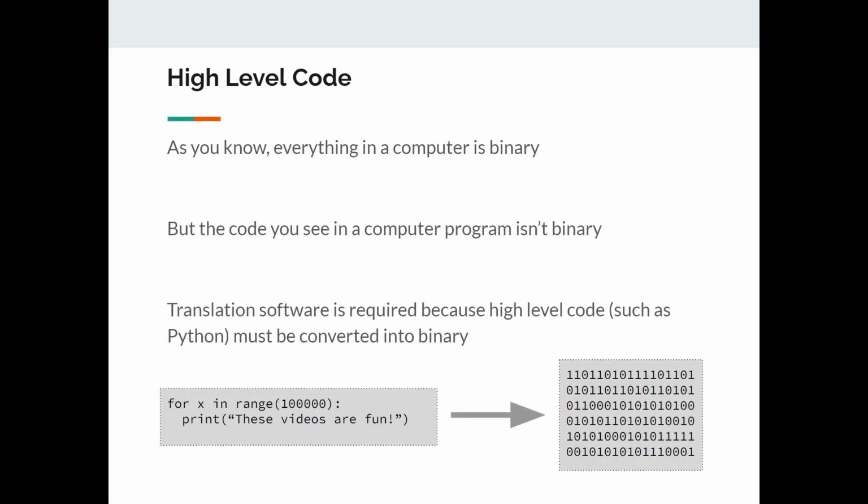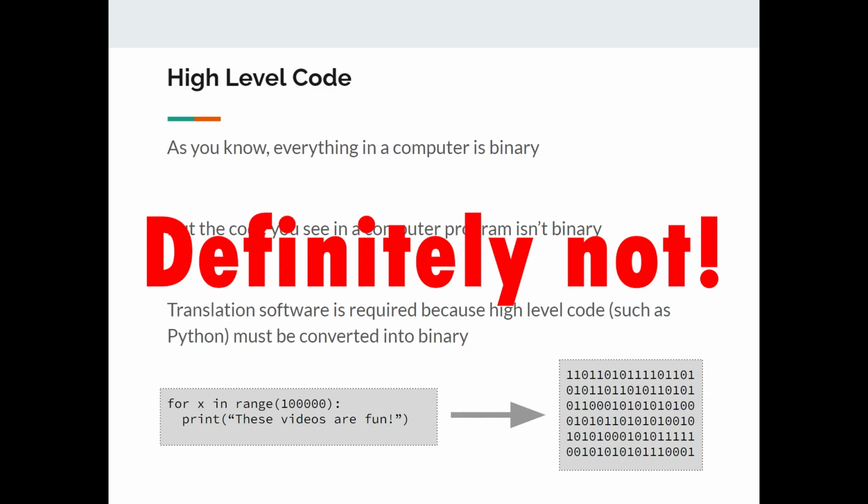Now, as I've said before, everything in a computer system is binary, ones and zeros. But how come you can write Python code and the computer understands it? How's that possible? Well, there's this thing in a computer system that you can use called a translator. This is a piece of software that can convert high-level code, such as this Python here. We've got a Python program here, and the translation software will convert this into binary. Now, this is just a random spam of ones and zeros. I don't know if this actually converts to this, most likely not. But this is the idea.